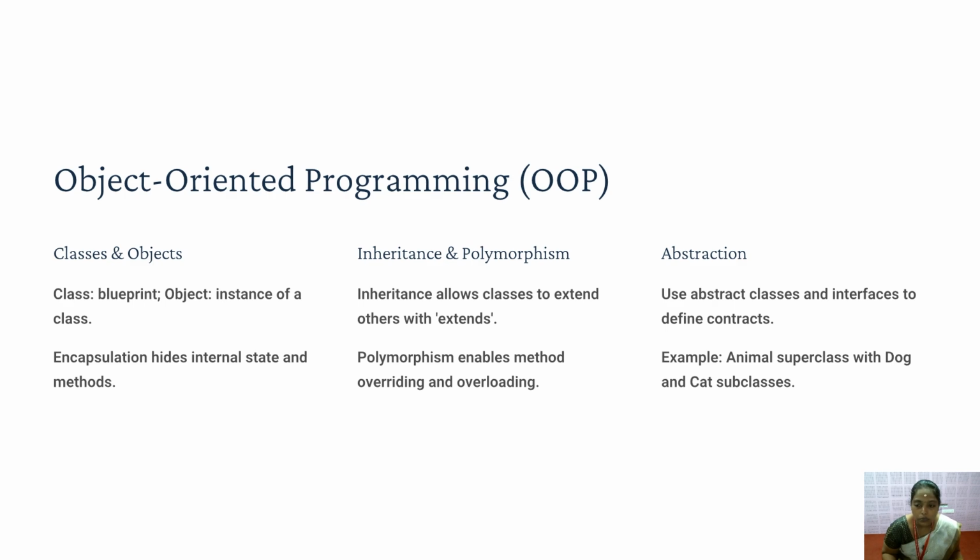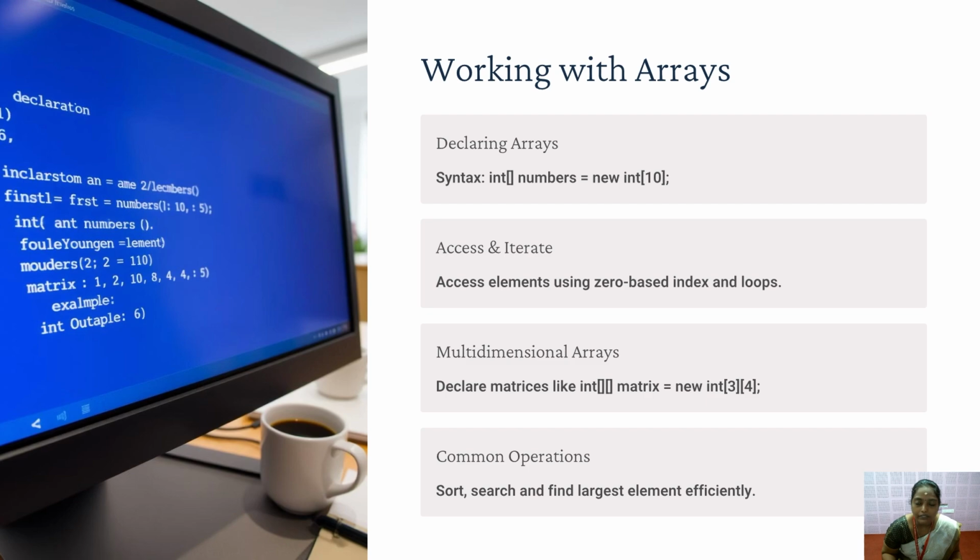The examples for OOPs include, if I have a superclass named animal, then the animal categories like dog and cat classes will be its subclasses. Next one, working with arrays.